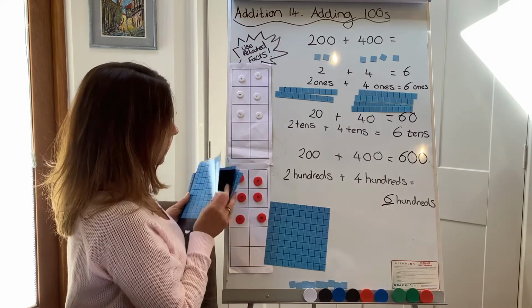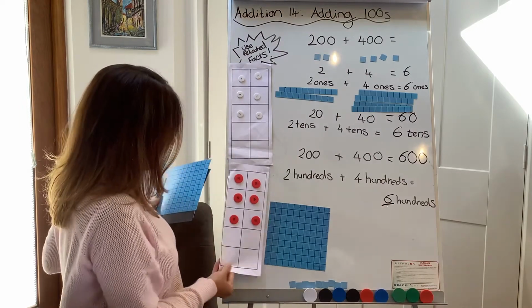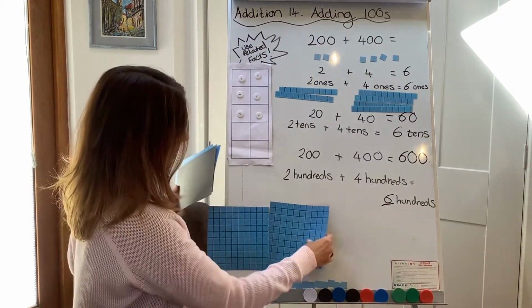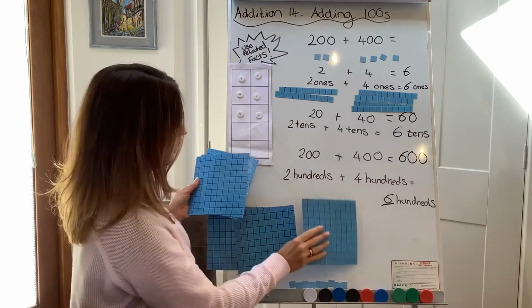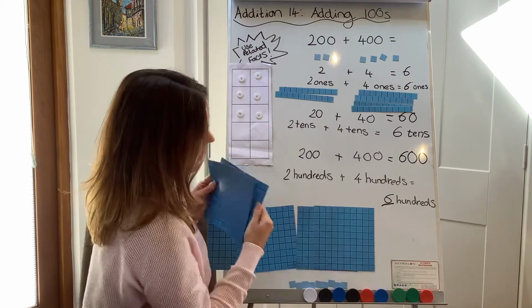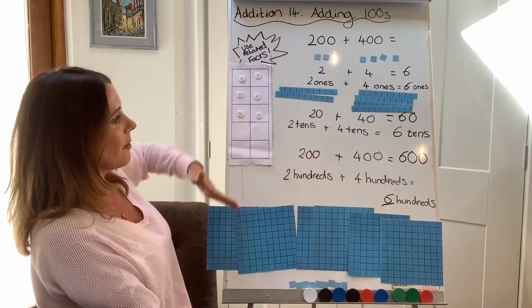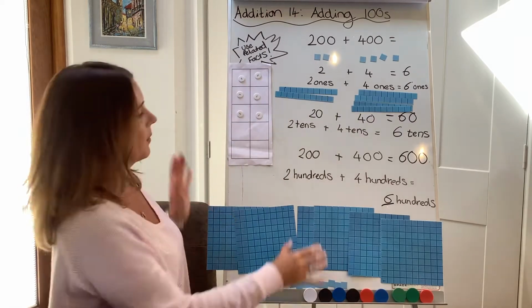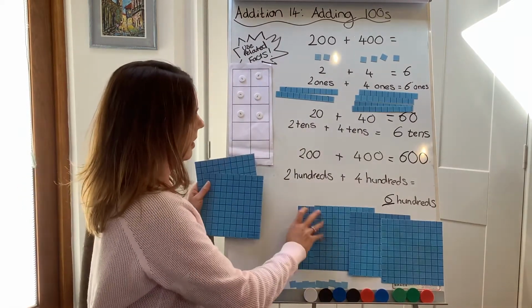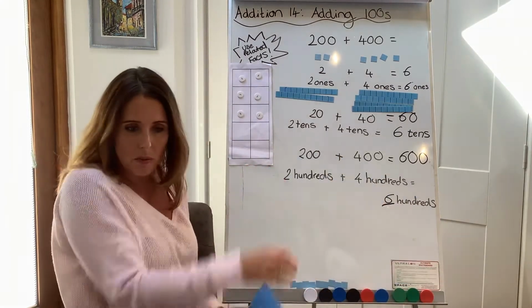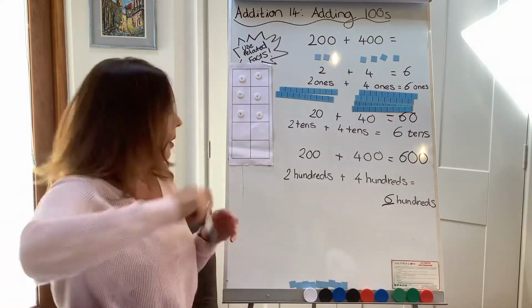So we've got 200, just going to overlap them. 200 and 400 is equal to 600. So we can use that relationship to help us to work out those calculations.